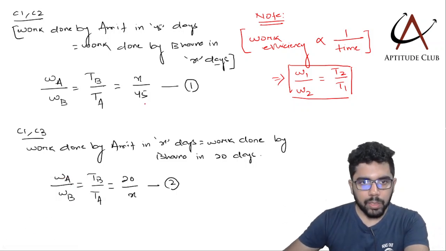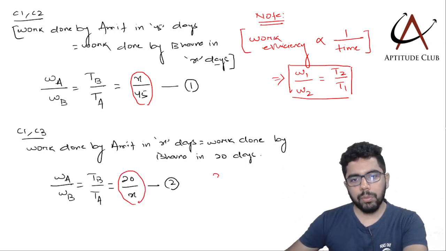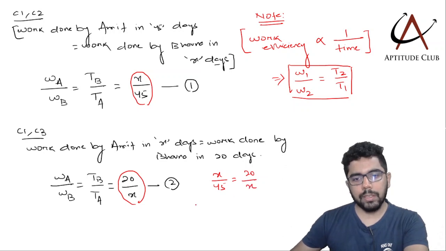So if you compare equation 1 and 2, they are equal. So I can simply put X by 45 is equal to 20 by X, or you get X square is equal to 45 into 20, which is 900. That means X is equal to 30.